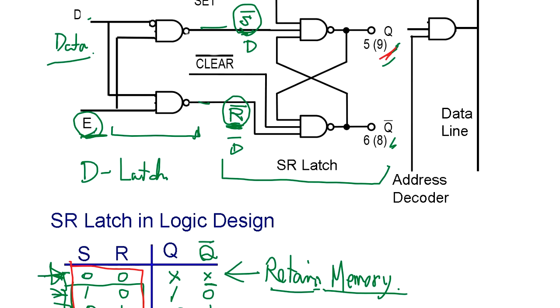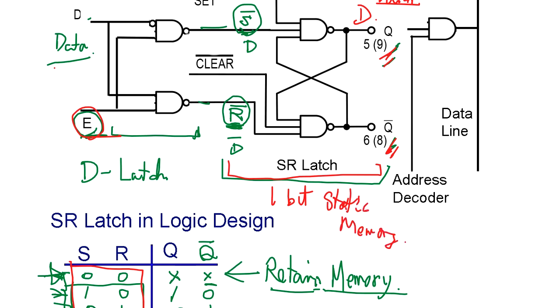Okay, so Q and Q bar remember, and the enable goes away. So what's happened is it remembers the data. So that's why it's called latch. Latch means remember the data. Okay, and this is actually the 1 bit of static memory device. And you have many bits, say 64 bits of them, and the outputs are ganged together, and you select by address decoder.